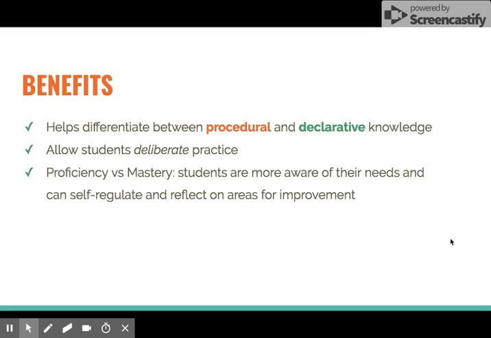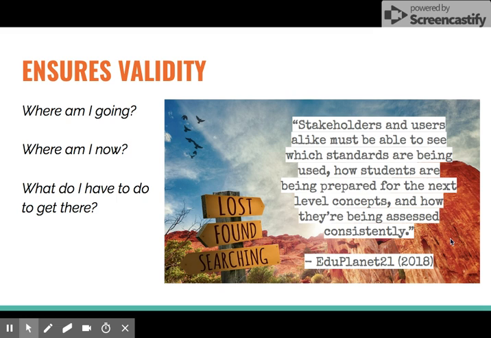Once we have strong learning outcomes written, that'll also allow students deliberate practice with the intention of reaching that outcome in the foreground of their minds. Lastly, it's also really important that we have strong learning outcomes so that we can ensure validity in our assessments. This quote from EduPlanet: "Stakeholders and users alike must be able to see which standards are being used, how students are being prepared for the next level concepts, and how they're being assessed consistently."